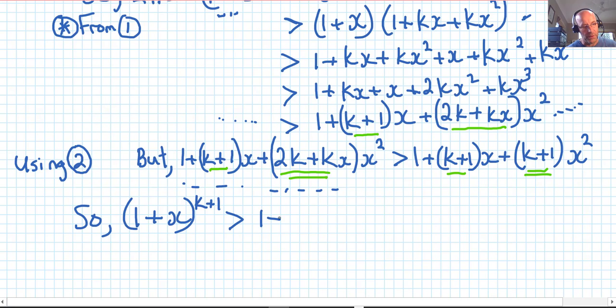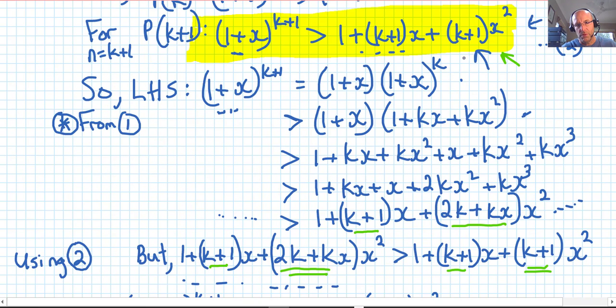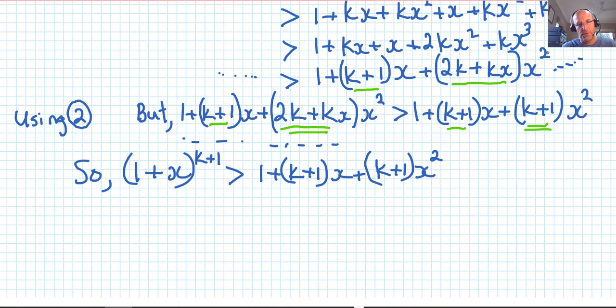So saying that again, (1 + x)^(k+1) is greater than 1 + (k+1)x + (k+1)x², which is what we were required to prove. So we've shown that it's true for n equals k plus 1, assuming n equals k is true.